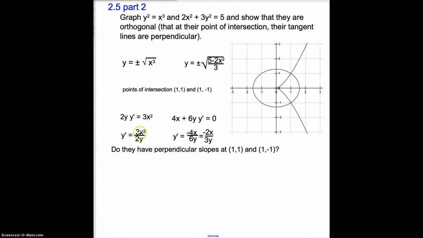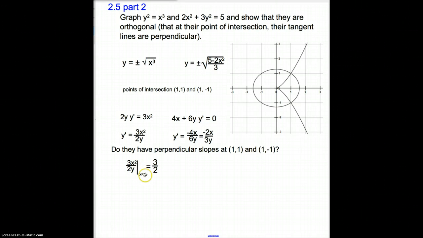So we've got two different slopes. We've got the slope of the line here, that y squared equals x cubed, and we've got the slope of the line here, which is 2x squared plus 3y squared equals 5. We want to show that at their point of intersection, so let's start with this 1, 1, do they have perpendicular slopes? So that's the slope here of this first curve.